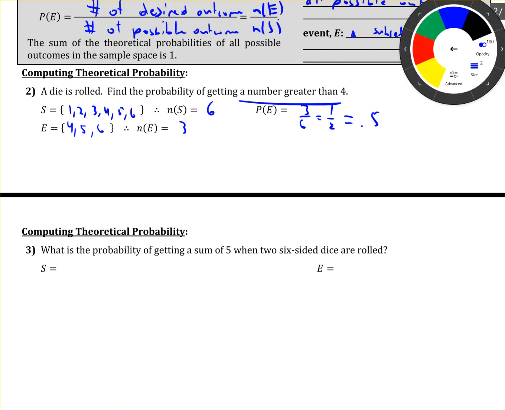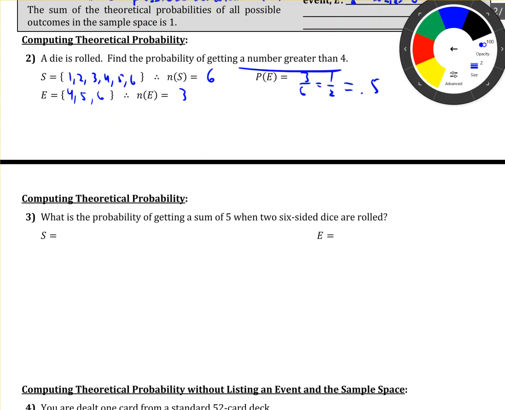Now, one thing to note, probability should always be between 0 and 1. 0 means it never happens, 1 means it always happens. So you can't have a probability of 2. That's like saying flipping a coin once and I got heads twice. That's just not going to happen. So probability is always between 0 and 1.